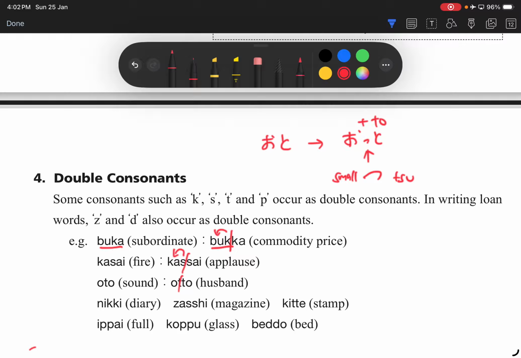For example, kasai. So this is SA. So this guy will replicate the S after it. So it will follow the next sound.